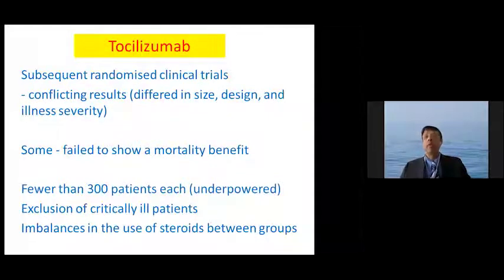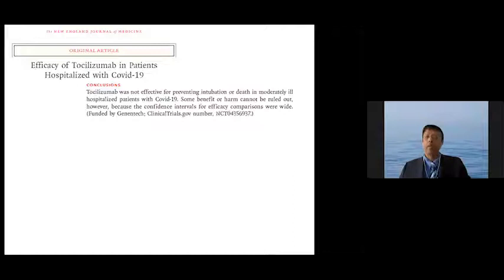Some failed to show a mortality benefit, that is, reducing death. However, the studies had fewer than 300 patients in each arm, therefore it was underpowered. Critically ill patients were excluded, and that is the main group that we are targeting in certain instances, and there was imbalance in the use of steroids. And we know that dexamethasone is an important drug in this group of patients who have developed very severe COVID. This was one of the studies that were published that included patients with moderate disease, and they did not find much benefit.